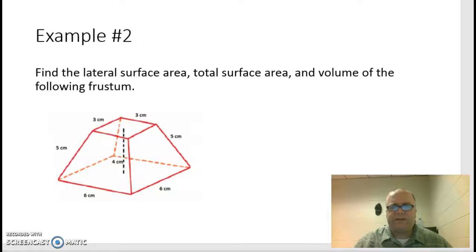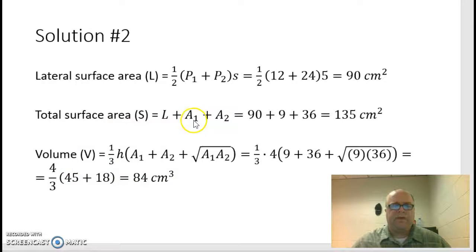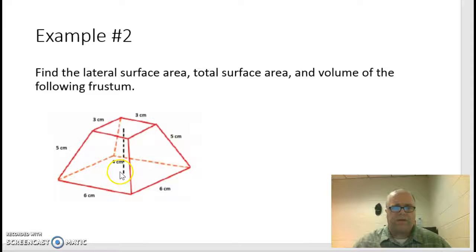Find the lateral surface area, total surface area, and volume of the following frustum. And as you can see here, we're going to have a height or altitude of 4 centimeters, a slant height of 5 centimeters, a bottom base here of 6 centimeters, and the top base side here, the upper base side, is 3 centimeters. Alright, so go ahead and see if you can find those, and then we'll get back to that.